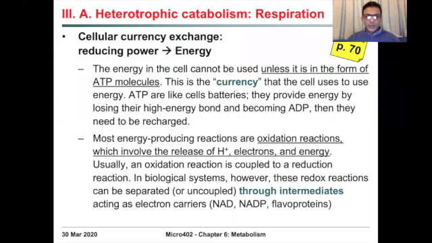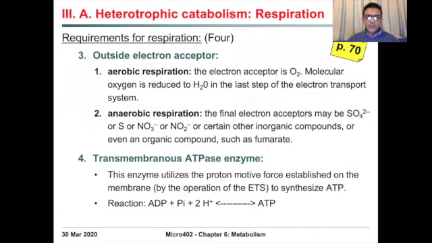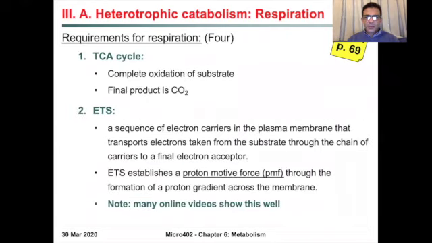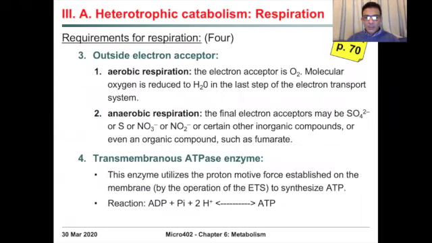So here we will just go back to the cellular currency exchange. What were we at last? We just stopped at the 4 requirements of respiration, which are a TCA cycle or a Krebs cycle, electron transport system, coupled with an outside electron acceptor and a transmembranous ATPase enzyme. So there are 4 conditions for respiration, not including molecular oxygen. Molecular oxygen is just one option for the cell.